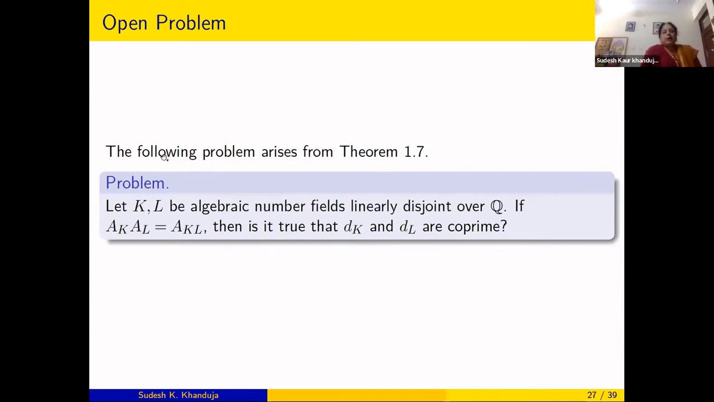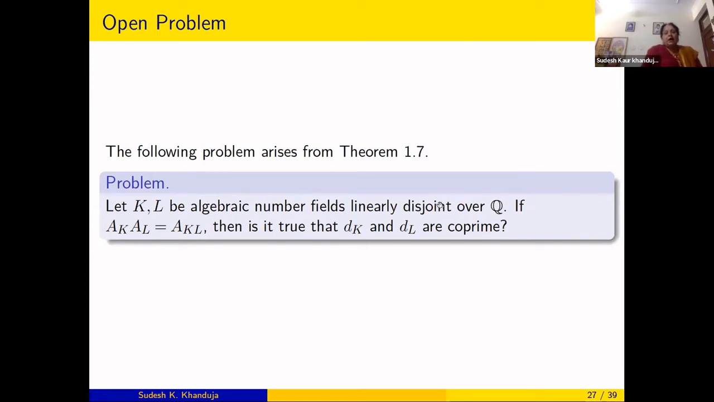Now the following problem arises from the last theorem, which I've just stated and hinted its proof. The problem is: let K and L be algebraic number fields which are linearly disjoint over Q. This problem has been haunting me for quite some time. If AK AL is equal to AKL, meaning the composite ring is integrally closed, then is it true that dK and dL are coprime?